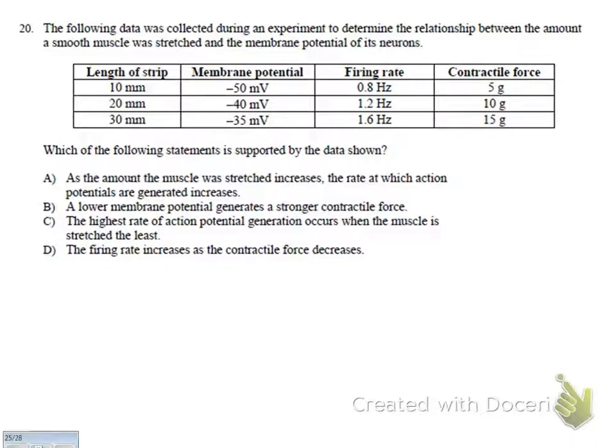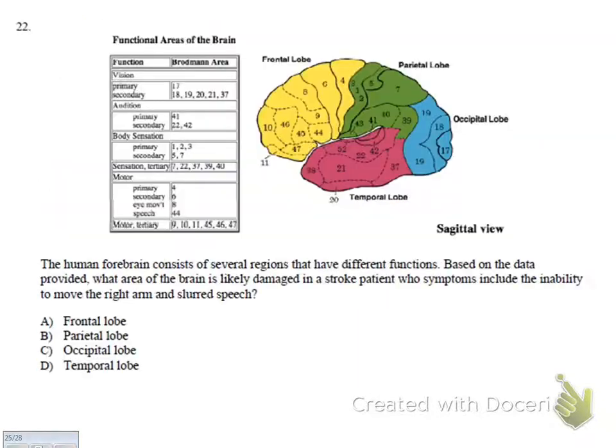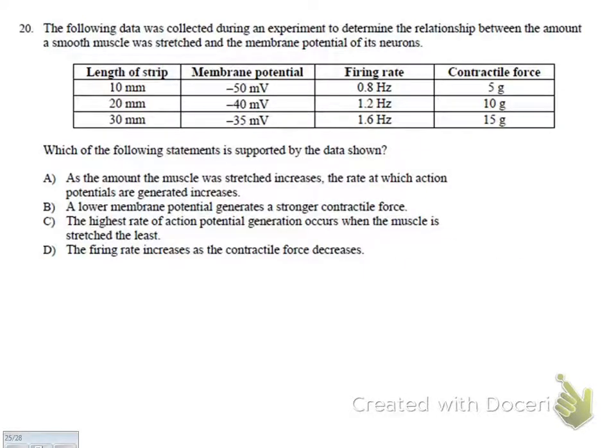Okay, so the first one I noticed that's marked off is D. It says the firing rate increases as the contractile force decreases. So if you look at this, the contractile force is increasing, so that's wrong. Okay, look at A. As the amount of muscle stretched increases, so I guess that's going to be the force increases, the rate at which the action potentials are generated increases. So if you look at that, that'd be incorrect.